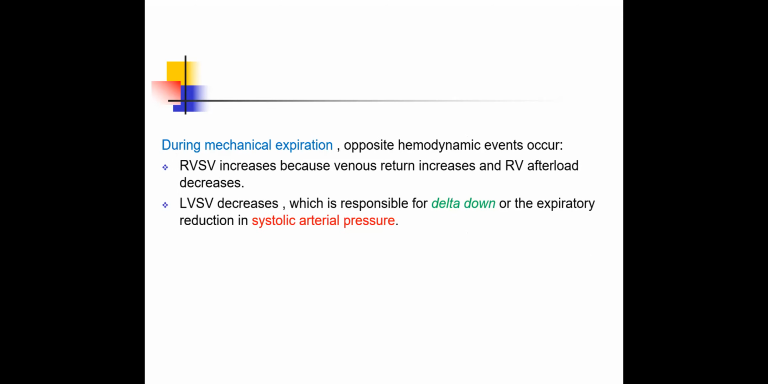So during mechanical expiration, opposite hemodynamic events occur. The right ventricular stroke volume increases because venous return increases during expiration and RV afterload decreases. And the left ventricular stroke volume decreases during expiration, which is responsible for delta down, or the expiratory reduction in systolic arterial pressure.